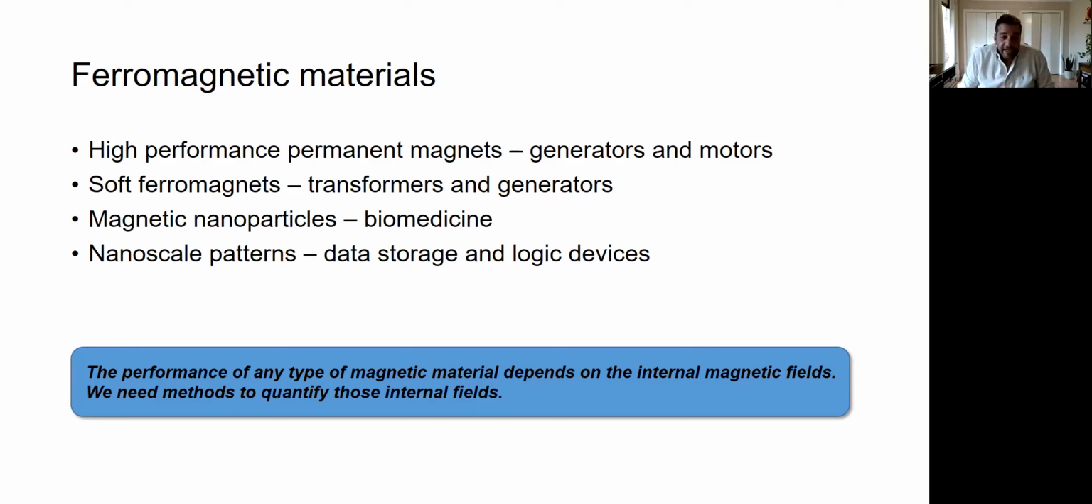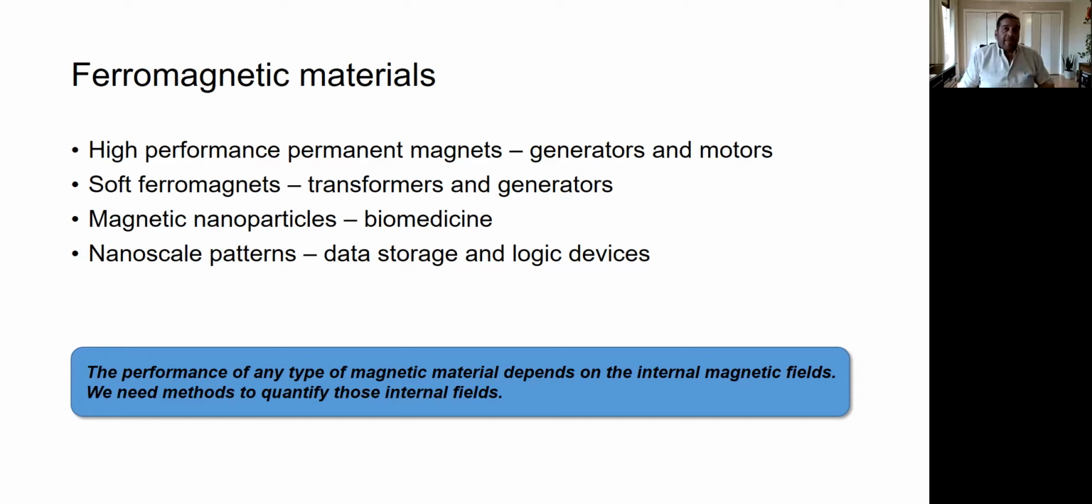We have soft ferromagnets that are used in transformers and generators as well. We have magnetic nanoparticles that are used in biomedicine, like in MRI or other types of medical imaging, or the newer development is also cancer therapy using magnetic nanoparticles. So they have many different applications, and also nanoscale patterns, which is, as I said, data storage and logic devices like hard drives and so on.